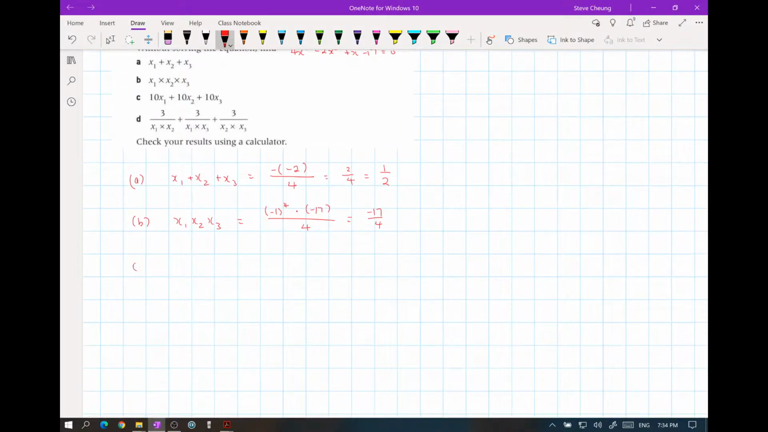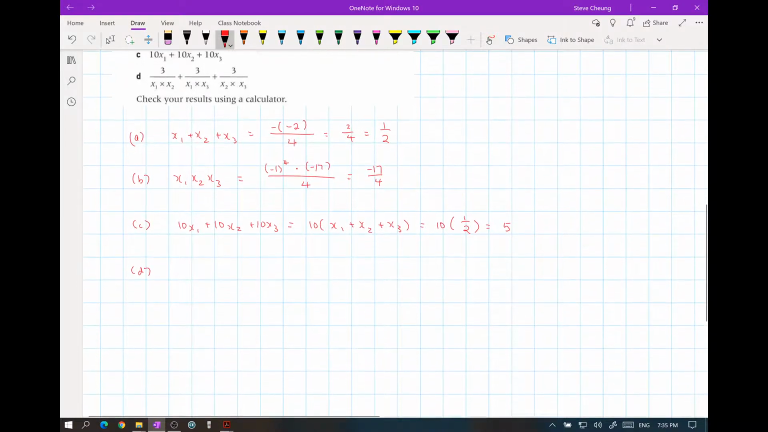C, if I factor out a 10, it's just 10 times the sum. So this number is from part A. 10 times the answer in part A. In D, oops, this should be x1, x3.